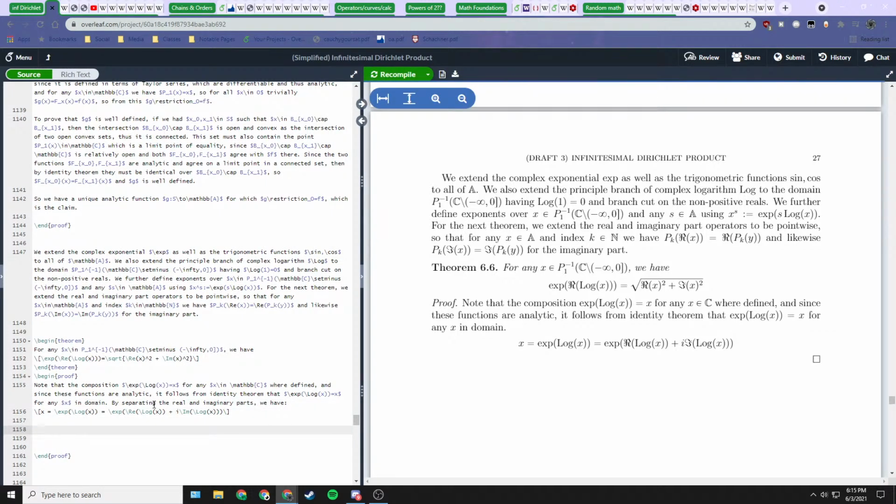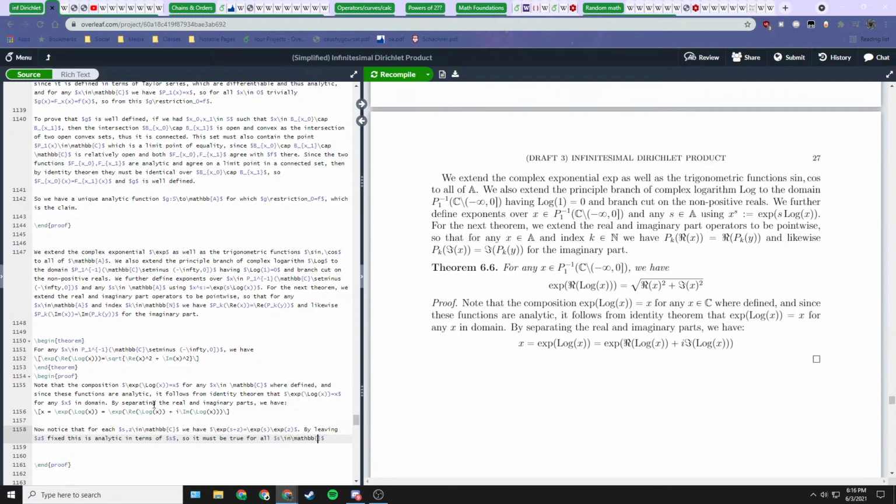Okay, just like that. So that's the first step. Now notice that for each S, Z, and C, we have exp of S plus C equaling exp S times exp Z. So by leaving Z fixed, this is analytic in terms of S, so it must be true for all S in A.